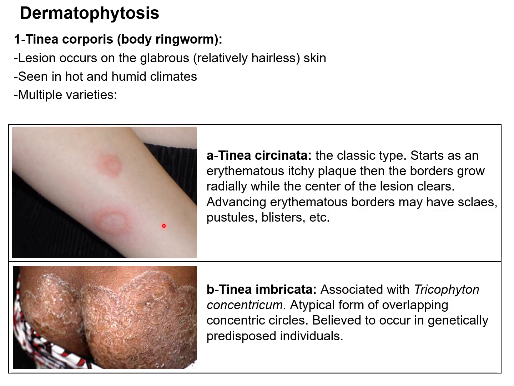As for Tinea imbricata, this is a specific type of Tinea corporis, the body ringworm, and it's associated with an anthropophilic organism, which is Trichophyton concentricum. And here what you see are overlapping circles. So these concentric circles, these overlapping circles, are associated with this organism, but they're also associated with genetic predisposition, which has not been completely uncovered yet.